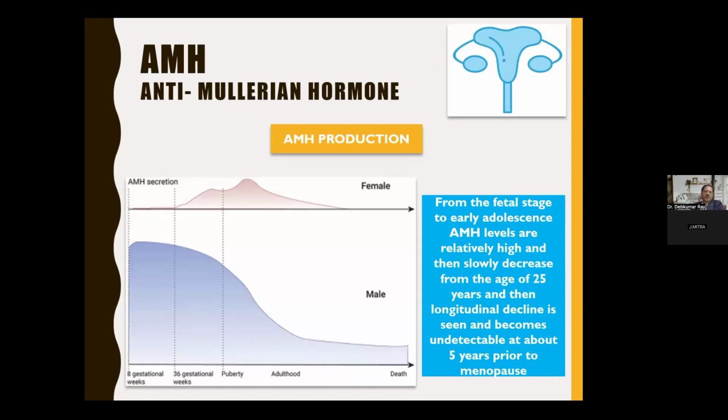Now this is the graphical presentation of AMH. From the fetal stage to early adolescence, the AMH levels are relatively high, and then slowly decrease from the age of 25 years. Then a longitudinal decline is seen, and it becomes undetectable at about 5 years prior to menopause.